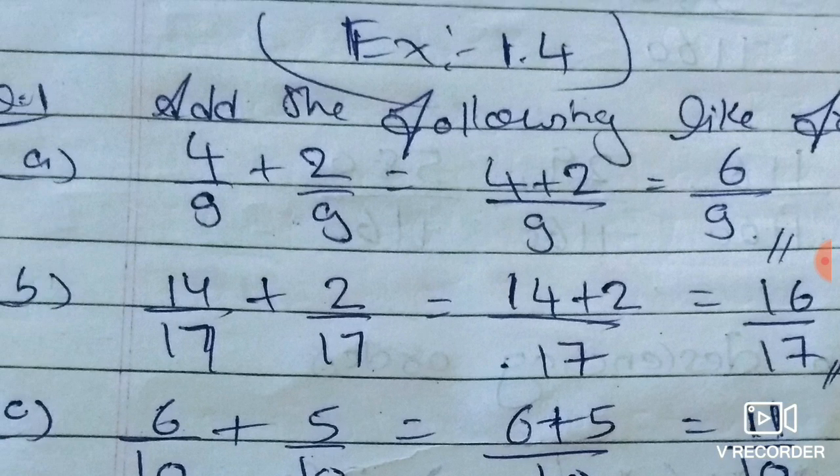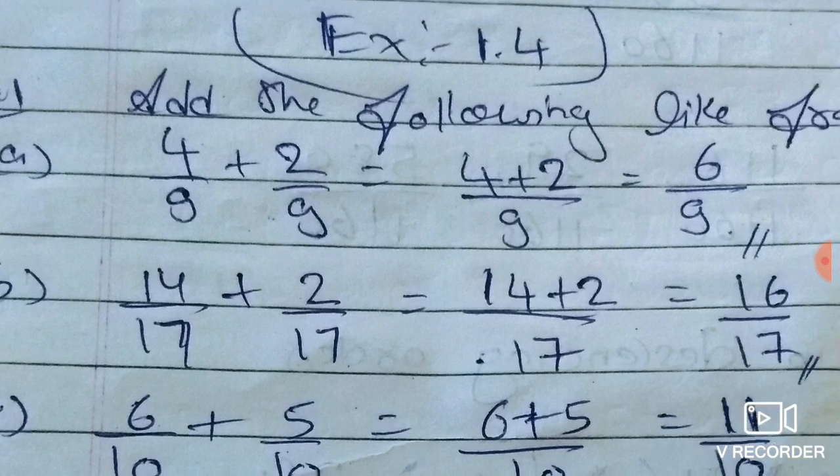First question: 4 upon 9 plus 2 upon 9. So here we add both the numerators, 4 plus 2 upon 9. 4 plus 2 upon 9. So this is your answer.